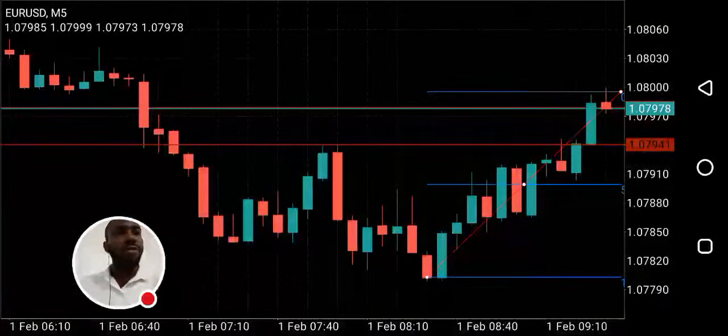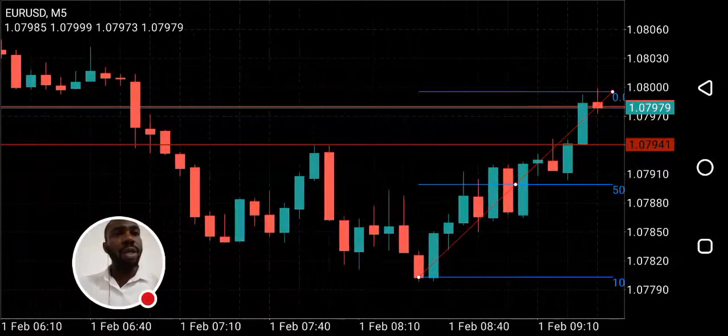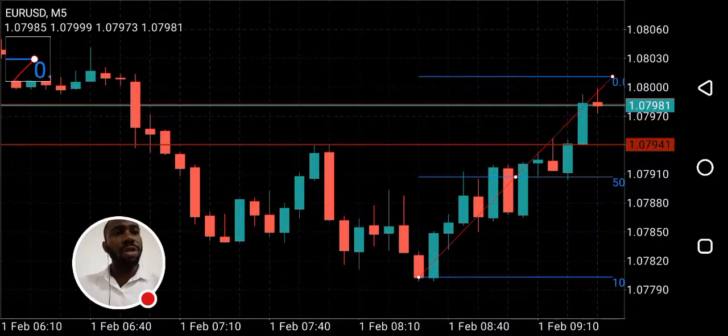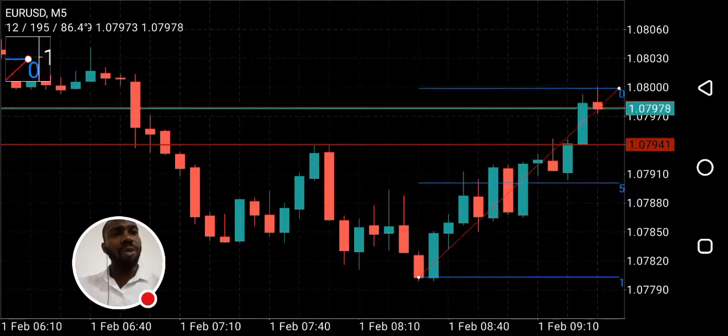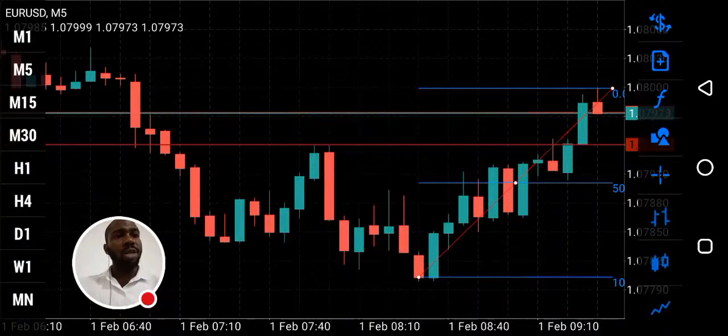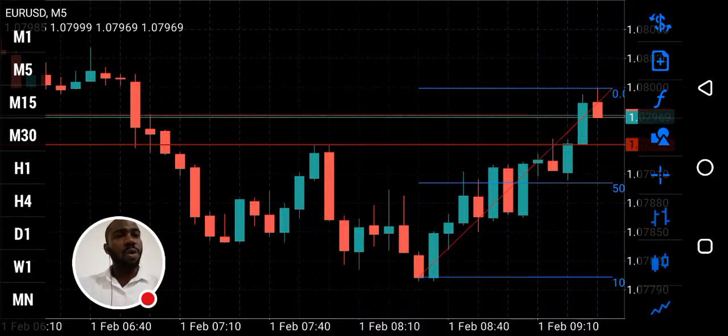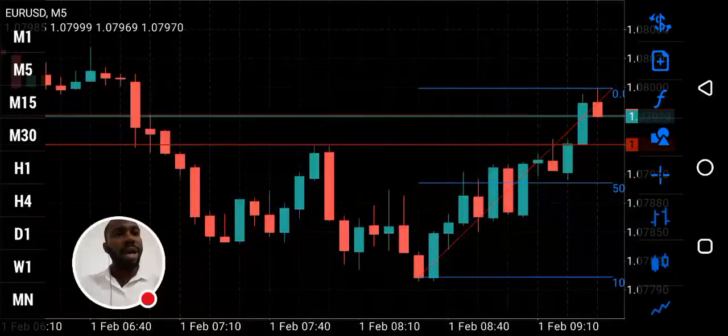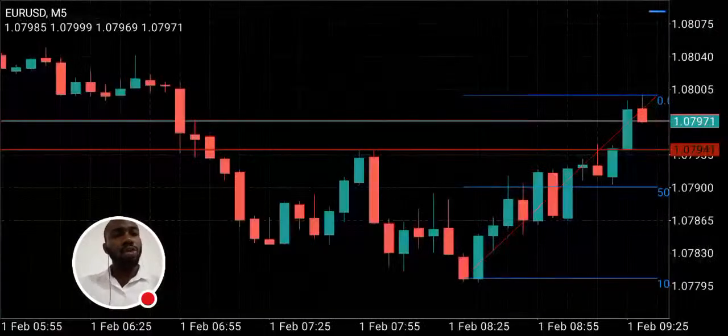But we should have waited for this 5 minutes candle to close bearish before we confirm this swing high. So let's just assume that candle has closed bearish. We should wait for price to pull back to discount. It's likely price is going to pull back to this.